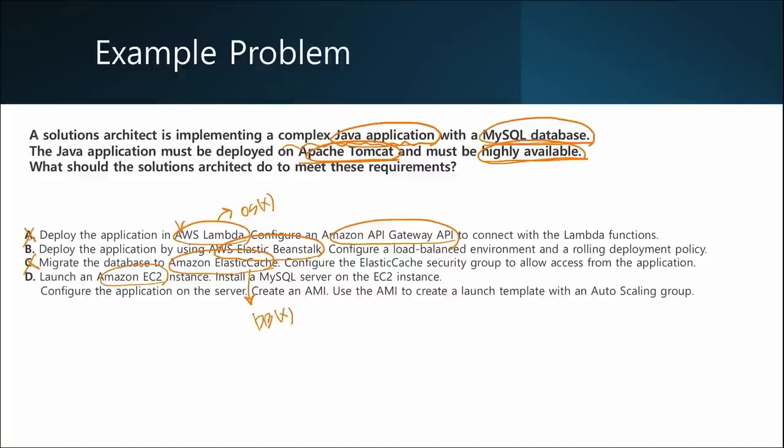Then there is Amazon EC2 and Elastic Beanstalk, which can host complex Java applications. To reduce overhead, we need to offload more parts to AWS. Amazon EC2 is IaaS and Elastic Beanstalk is PaaS. So the correct answer is B. We need to reduce our overhead as much as possible.